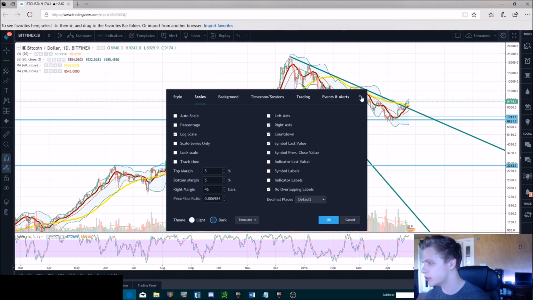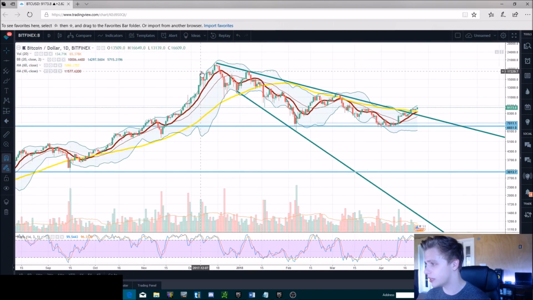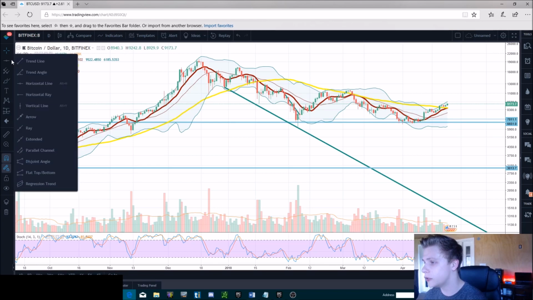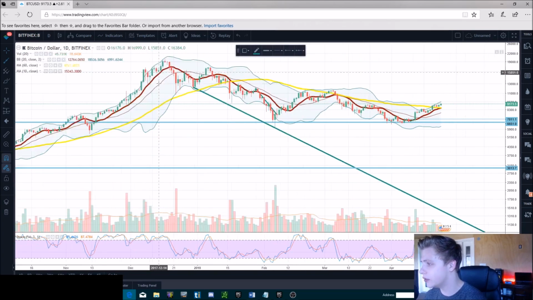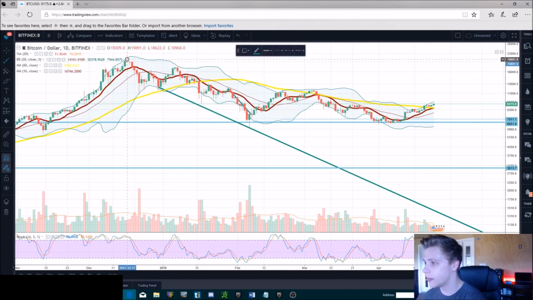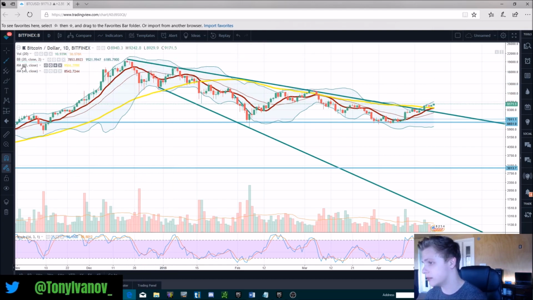With the log scale checked, you can see that on Bitcoin we've had this downtrending trend line for a pretty long time. All you do is get your ray tool on TradingView, over here on the left hand side, and put dots at the highest it's ever been and the next lower high, and that creates a downtrending trend line. You can see it has tested that trend line 3 times, even 4 times.